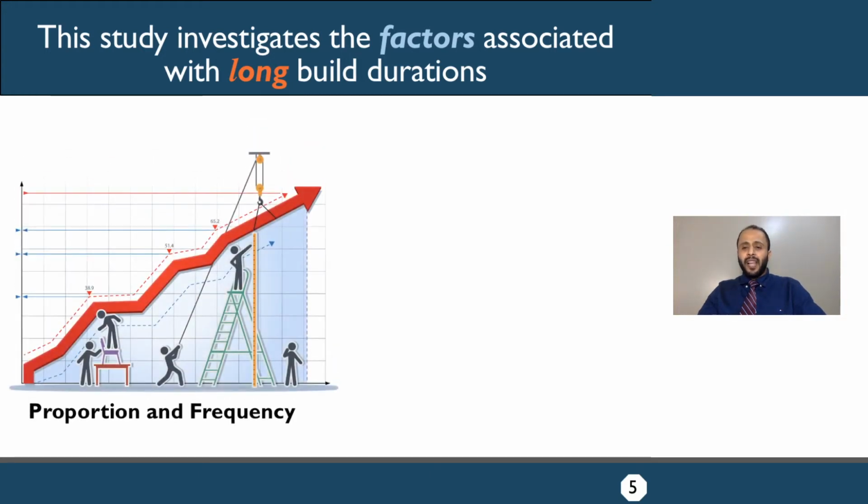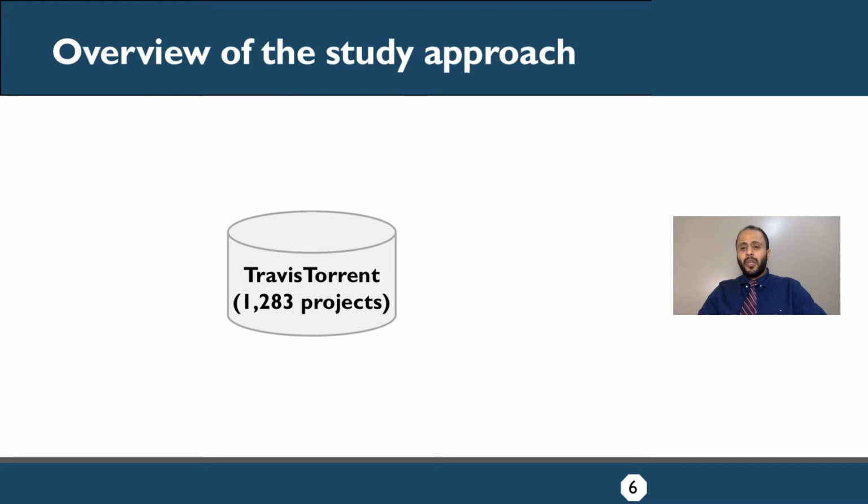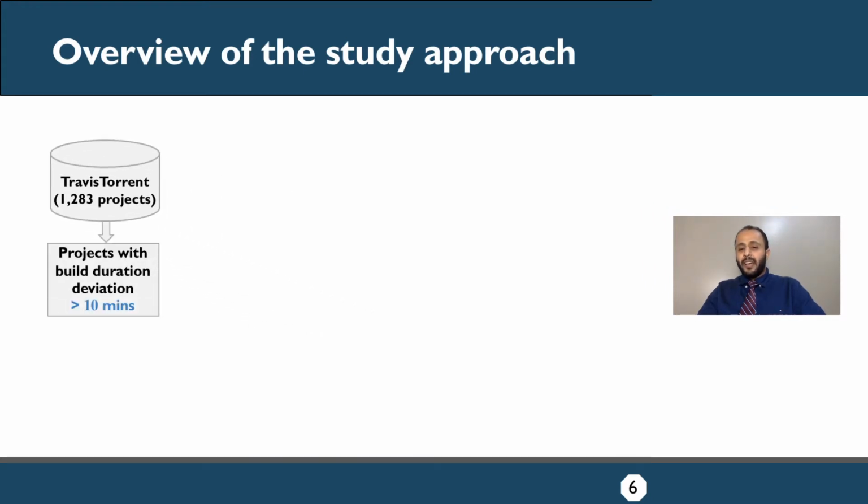We start by analyzing how many and how frequent long build durations happen, and then we construct regression models to understand the factors behind long build durations. To do that, we took a public dataset called Travis Torrent that has over 1,000 software projects. Then we select only projects that have a deviation of 10 minutes in build durations to end up with 67 projects that suffer from such a problem of long build durations.